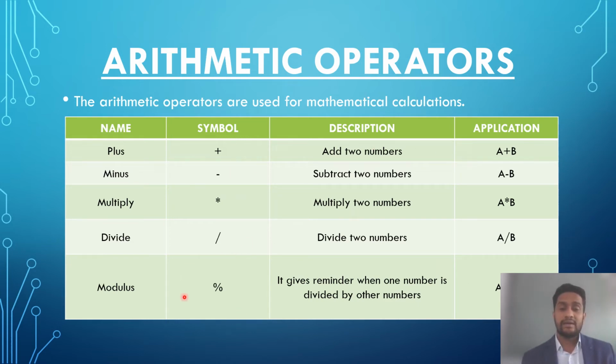In case you are not remembering the purpose of using modulus: in a division we get the answer as a quotient, in a modulus we get the answer as a remainder. It gives the remainder when one number is divided by the other number. And this modulus we are using for identifying even numbers and odd numbers.